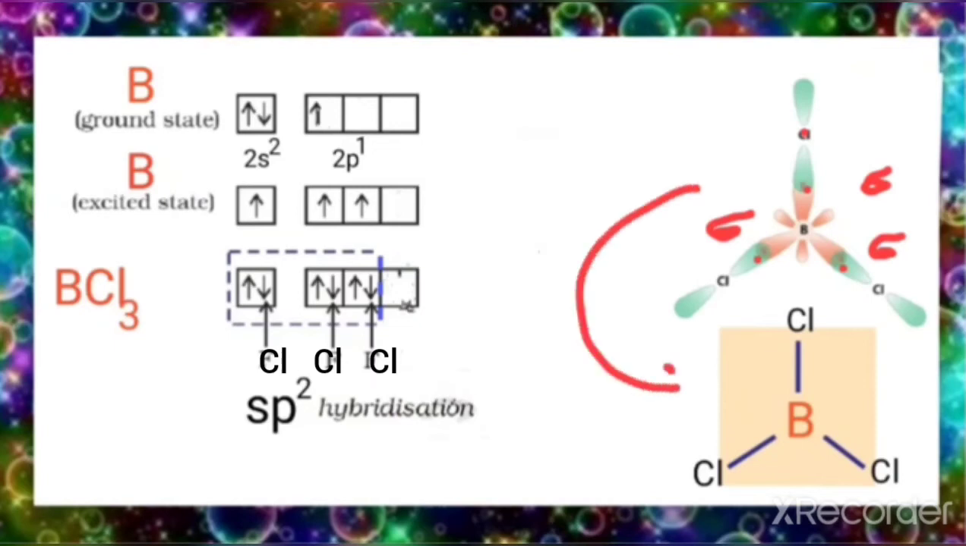So in an easier way we can make the structure, that is B is the central atom and they have trigonal geometry because of the 120-degree angle. So this is the hybridization for BCl3.